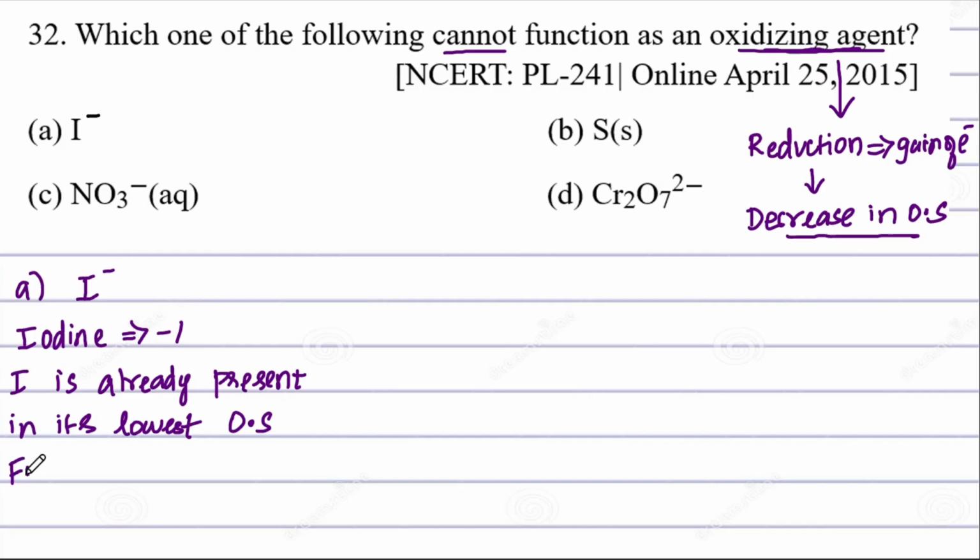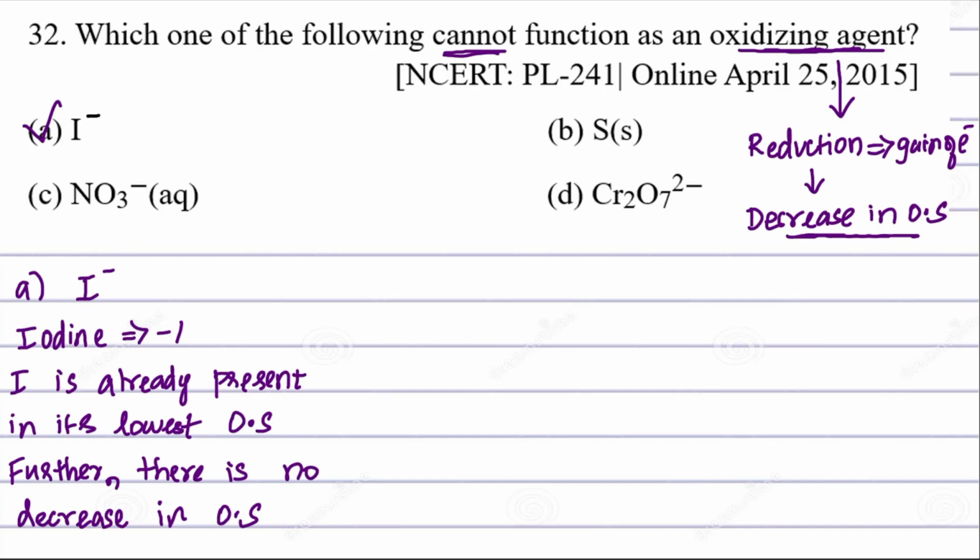So, further there is no decrease in oxidation state. So, for iodine, it cannot decrease its oxidation state further. So, when it cannot decrease the oxidation state further, it cannot act as an oxidizing agent. In the question also, what is asked? Which of the following cannot function as an oxidizing agent? So, option A, I minus, cannot function as an oxidizing agent.